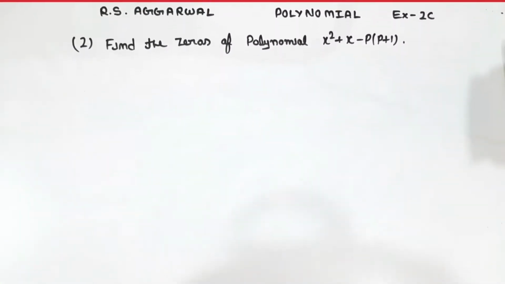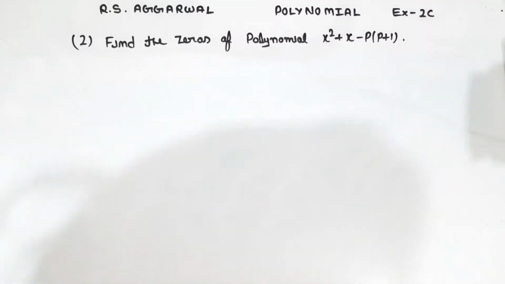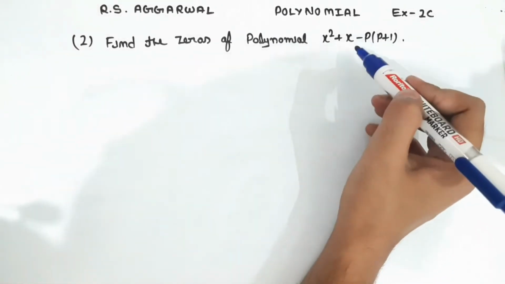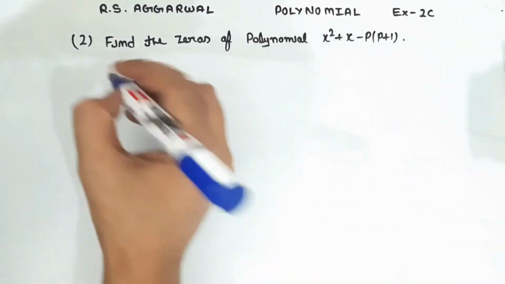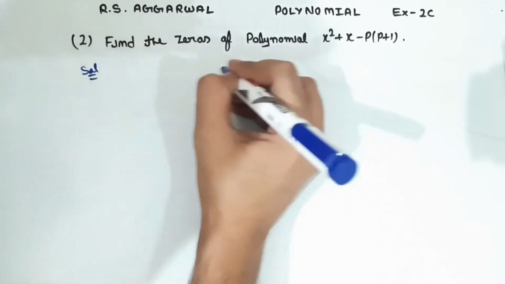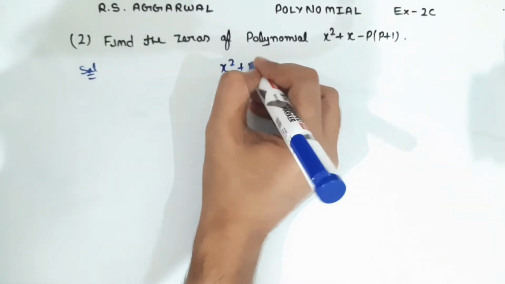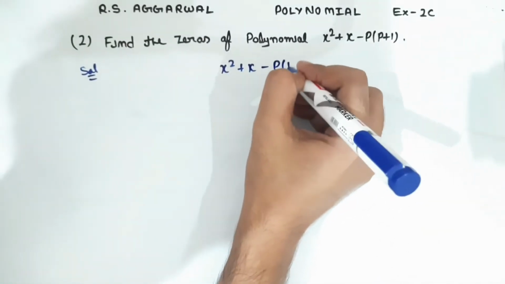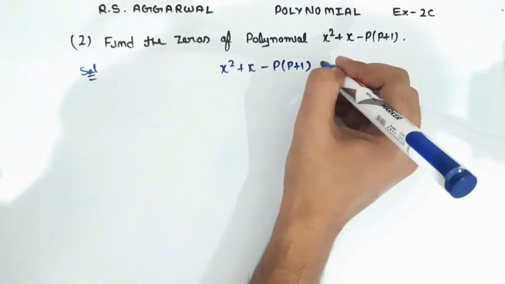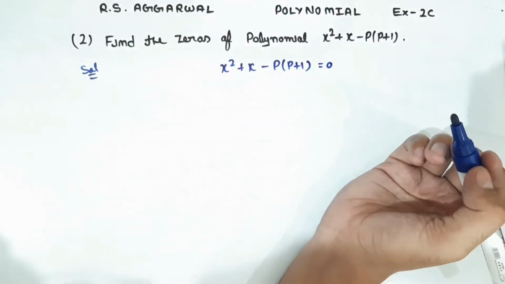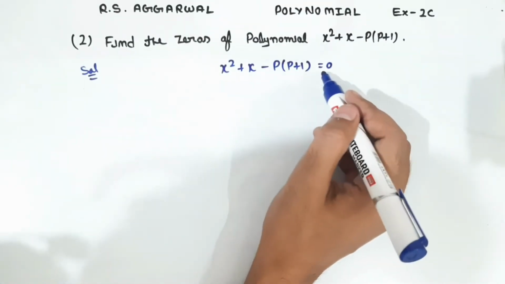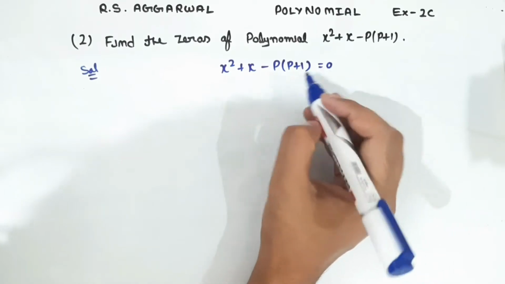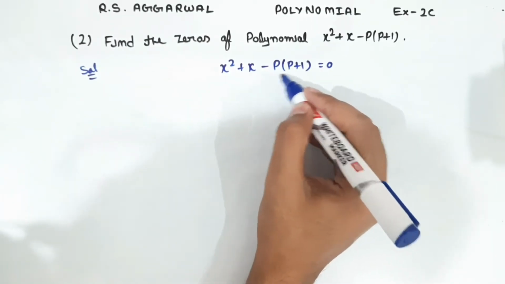R.S. Agrawal, chapter Polynomial, exercise 2C, question number 2. In question number 2, we have to find the zeros of the given polynomial x square plus x minus p into p plus 1 equals to 0. So now look, we are given the polynomial x square plus x minus p into p plus 1 equals to 0. So our constant term is p into p plus 1.